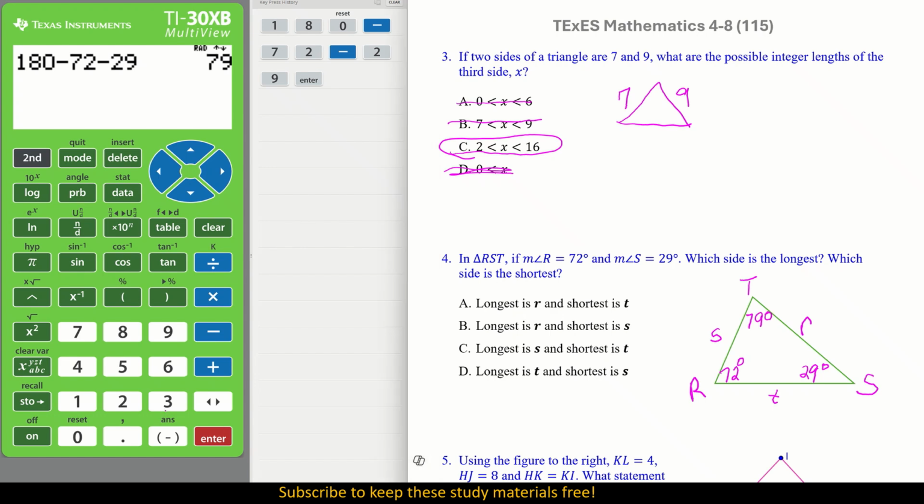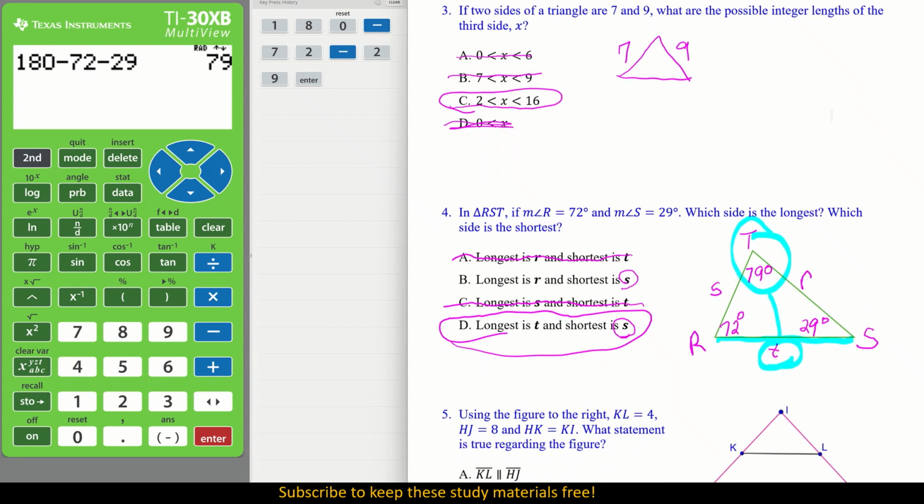Okay. So now we know what is the largest and smallest. Obviously, S is the smallest. So where it says shortest and it says anything else but S, we mark out where it says T. So we know it's got to be one of those. Now, who is the longest? Well, whichever degree is the largest, which is T, that's at 79 right here. You go across, and that has to be the longest, and that is T. And that, of course, gives us option D.